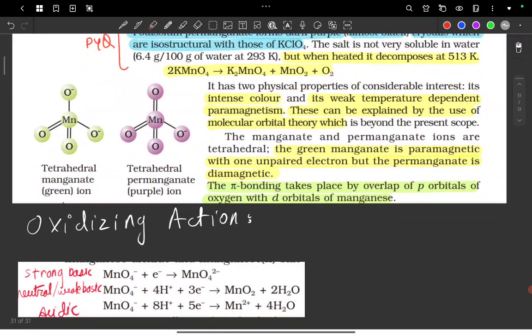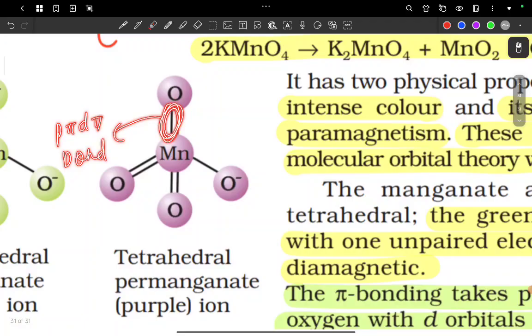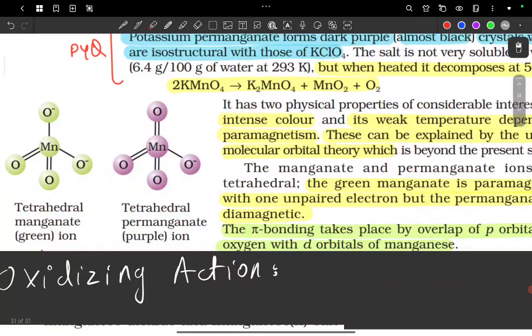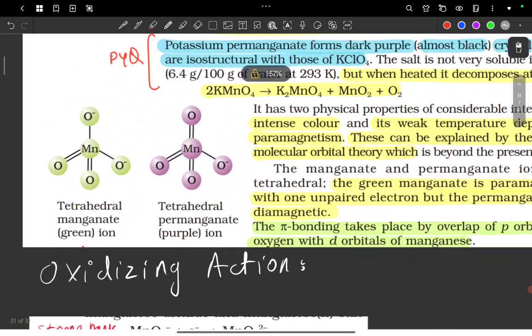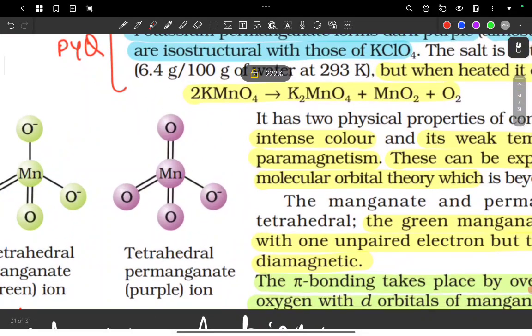Okay, and the pi bonding takes place by overlap of p orbitals of oxygen with d orbitals of manganese. Basically, they are saying that this is p pi d pi bonding. Keep in mind they can ask this because it sounds important. Okay, they can ask what kind of bonds are present in the permanganate ion. So they can ask p pi, d pi. Okay.